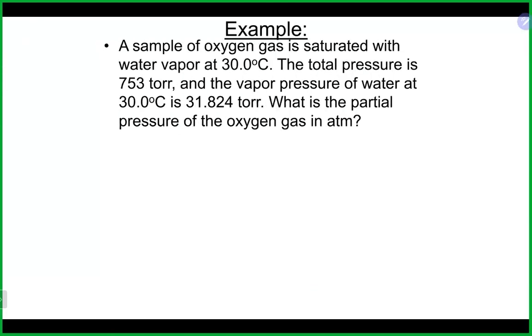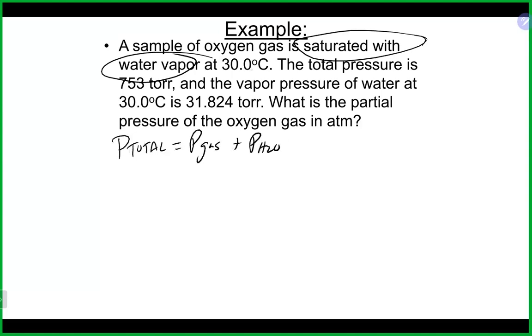All right. So let's take a look at one here. A sample of oxygen gas is saturated with water vapor at 30 degrees Celsius. The total pressure is 753 torr. The vapor pressure of water at 30 degrees is 31.824 torr. What is the partial pressure of the gas in atmospheres? So this is basically the exact same situation we were just talking about. The key words that you typically see in a problem like this: it will say something like, hey, it's saturated with water vapor, or they'll say you collected it over water. They'll mention something to do with water, and that should automatically make this equation pop into play.